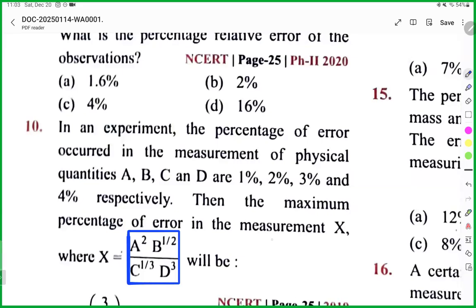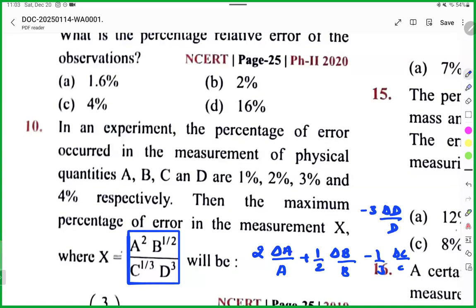Because in case of error, even if you take a minus value, error is always added. Example, if here you take 2 delta A by A plus 1 by 2 delta B by B. For C, it will be minus 1 by 3 delta C by C. And for D, it will be minus 3 delta D by D. Value will be in the same manner, but error is added. So rule remains same for both the situations.